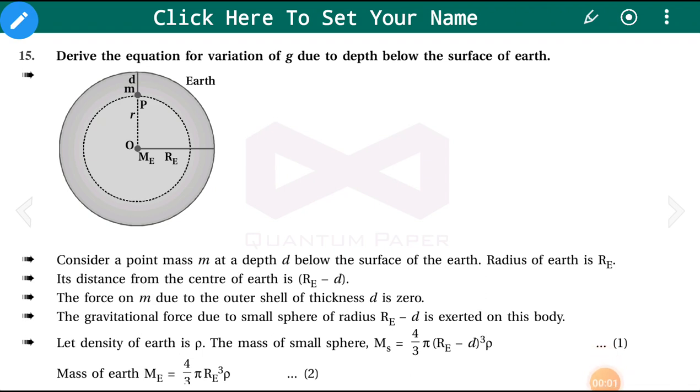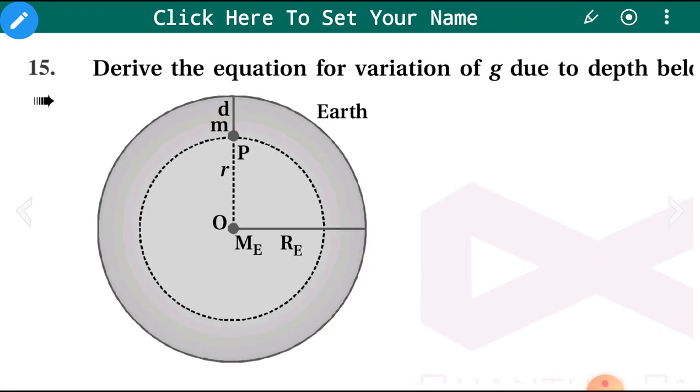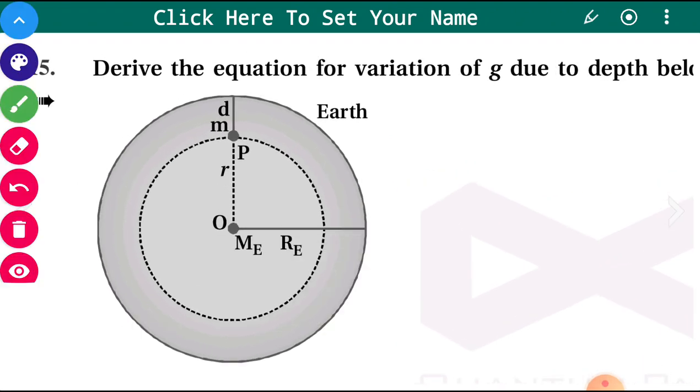Topic of discussion is the derivation of the equation for variation of g because of depth below the surface of the earth. Now try to understand this figure. When we are talking about the depth, then the depth is d. D is the depth. Okay, this much is the depth.